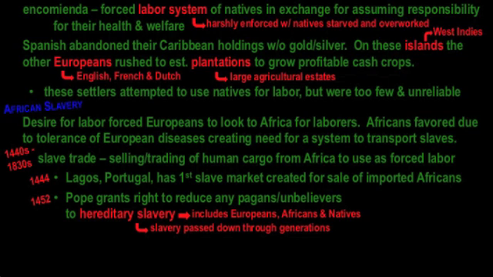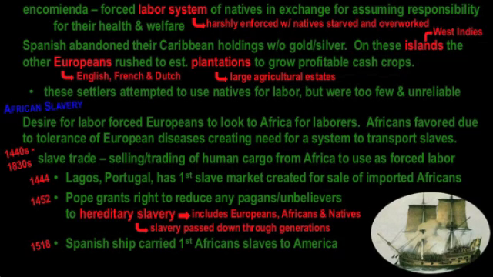So if your grandfather was a slave, your father would have been a slave, you are a slave, your children will be slaves, your grandchildren will be slaves. And this also included Europeans, Africans, and even natives. Anybody who was seen as a pagan or unbeliever could be reduced to slavery. Now, it won't be until 1518 that we have the first documented event of a Spanish ship carrying the very first Africans from Africa to America, carried on ships much like the one you see pictured there.